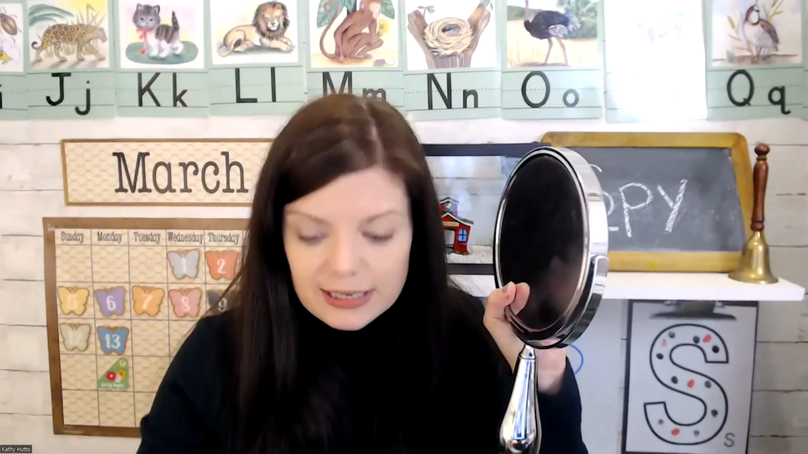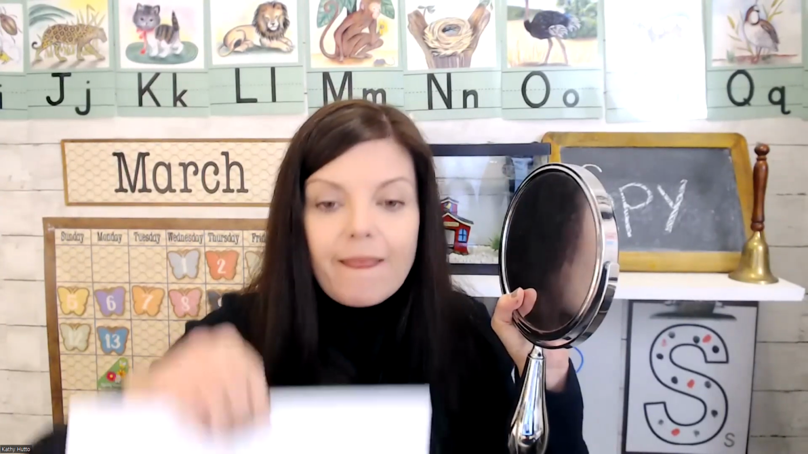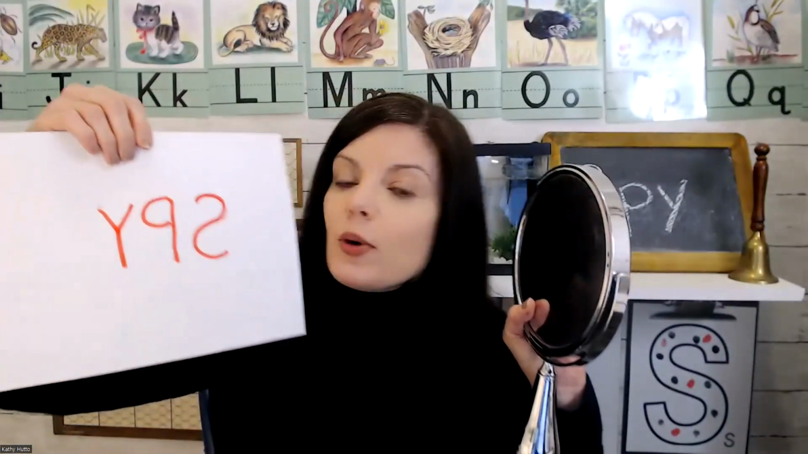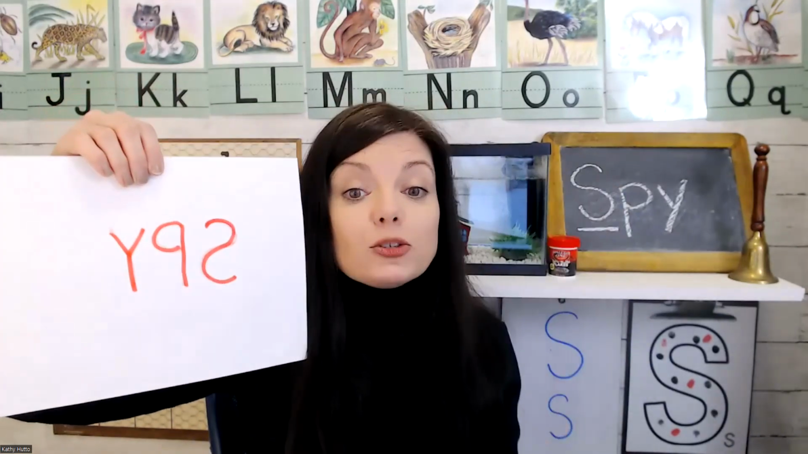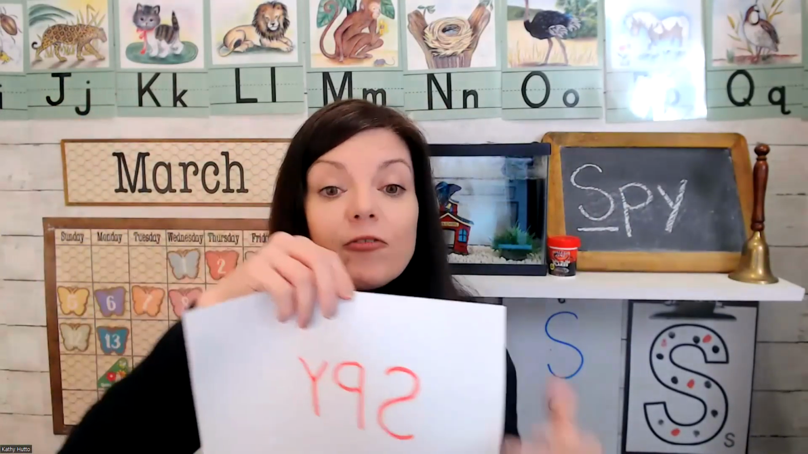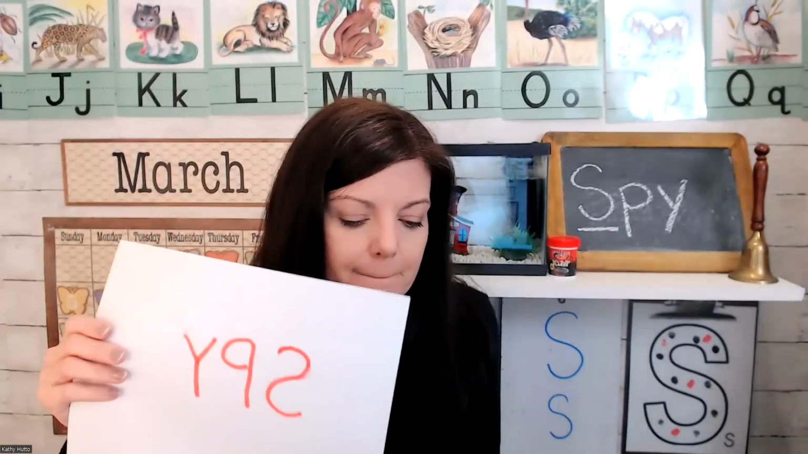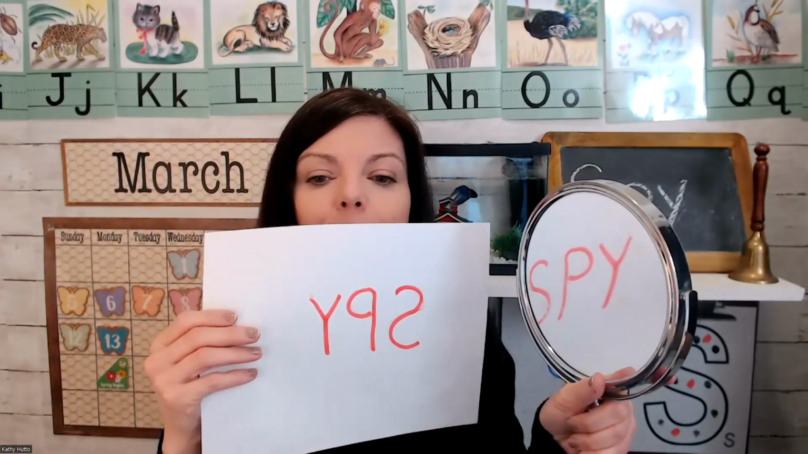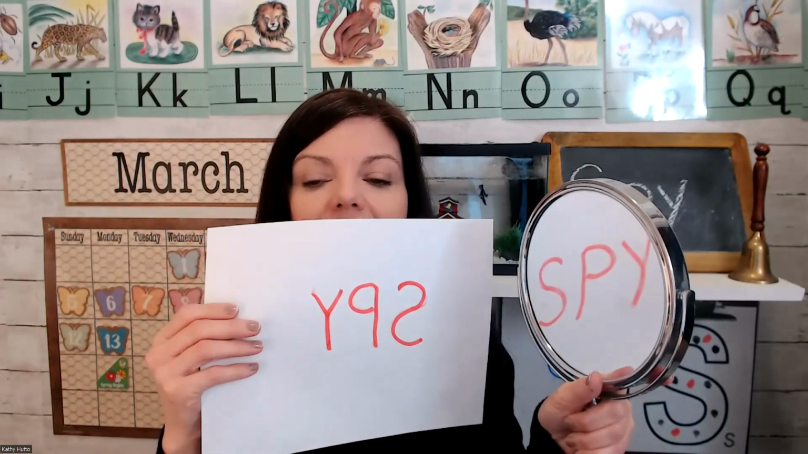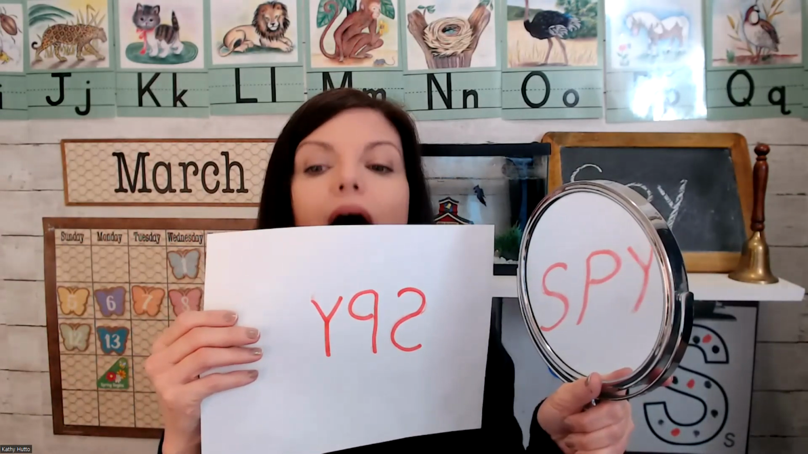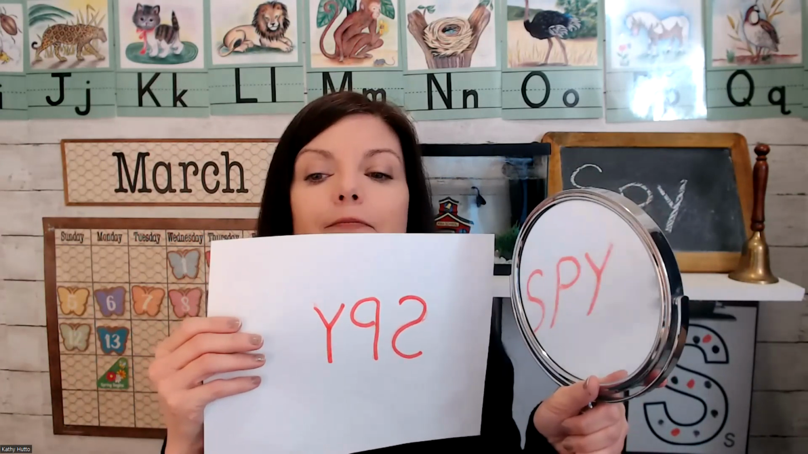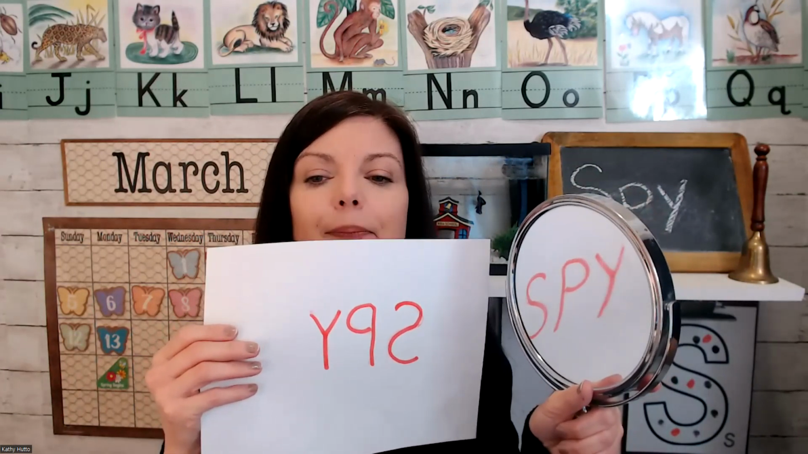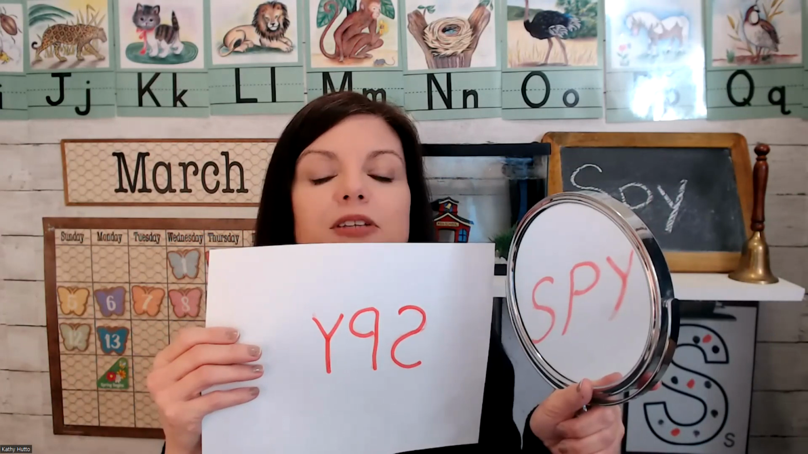Let me grab it so you can see. Okay, it's hard to know what that is. Y and PS, it looks all backwards. But watch what happens when I hold it up in front of the mirror. Hey, when I put it in front of the mirror, I can see what it says, SPY. That says spy. So how did that happen? It was like the mirror flipped it around.